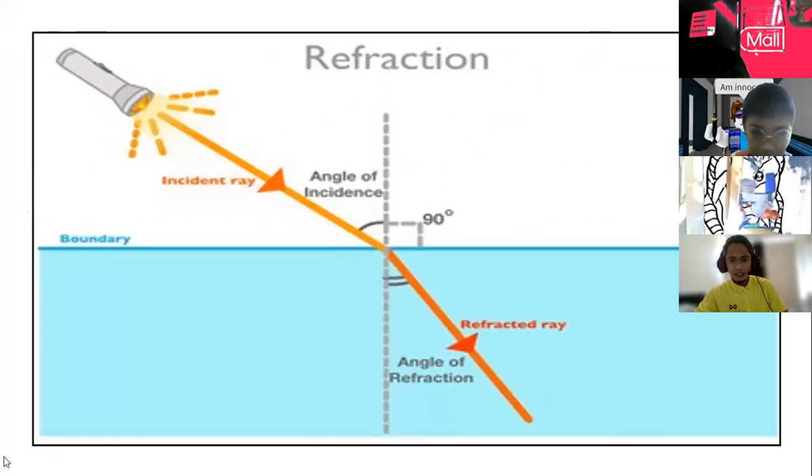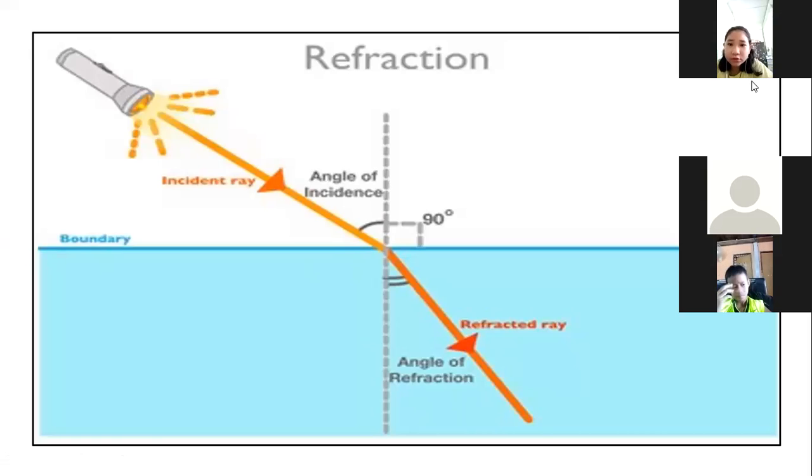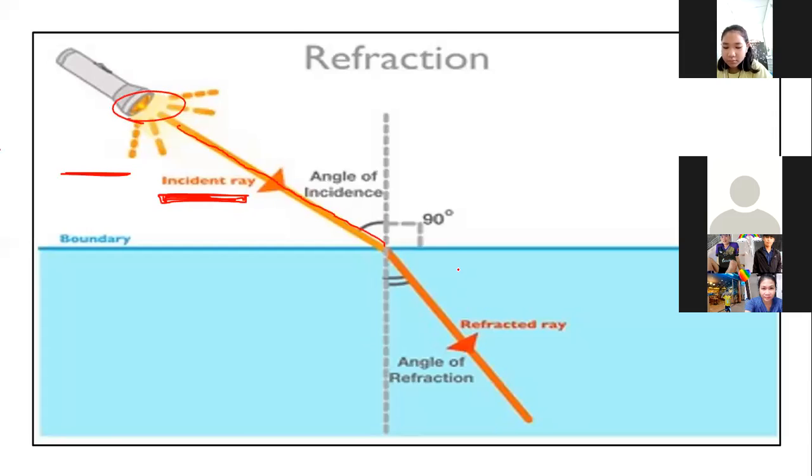Okay, now listen to me. Listen carefully. This is very important. Now, look at this one. The light here, observe properly. The light is outside the water. It's in the air. The light, the incident ray, from the source of light, from the flashlight, from the sun. So that is in a straight line. Very straight. Now, when it goes to the water, what happened?